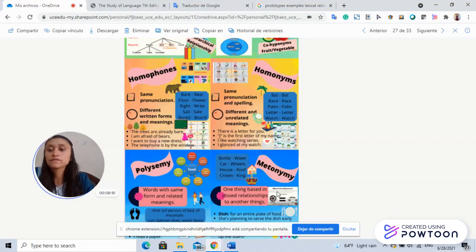And the last part, a difference between metonymy and synecdoche, is that metonymy doesn't necessarily have to be part of an object, but a synecdoche needs to. For example, a car doesn't exist without wheels. So this is an example of synecdoche.